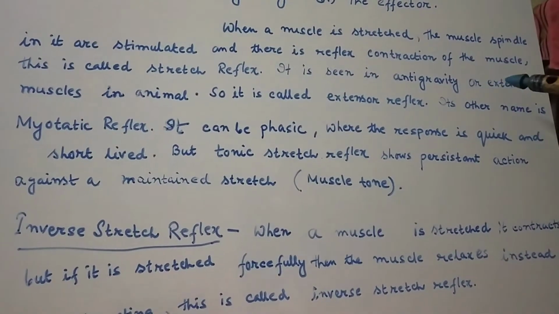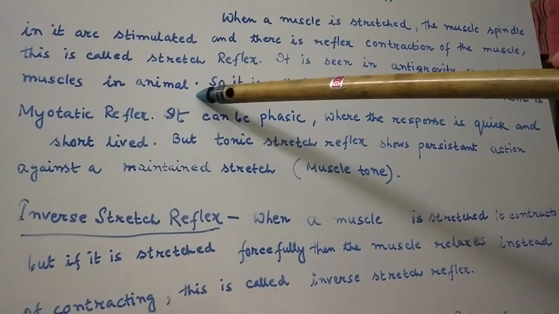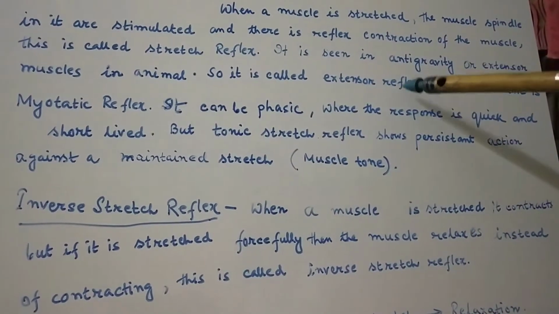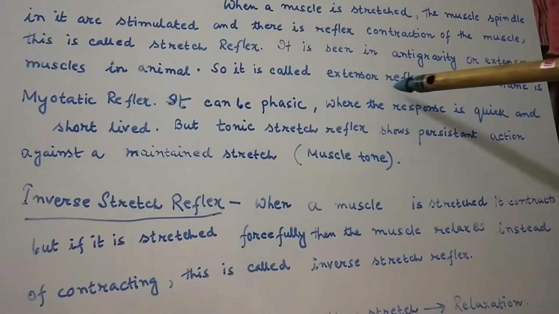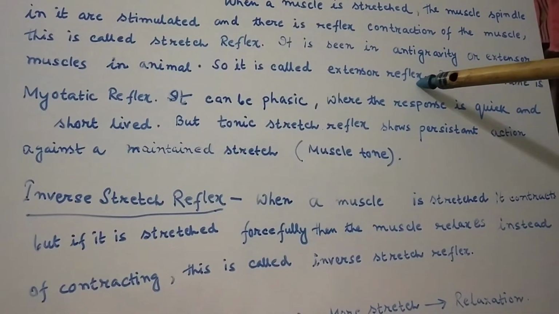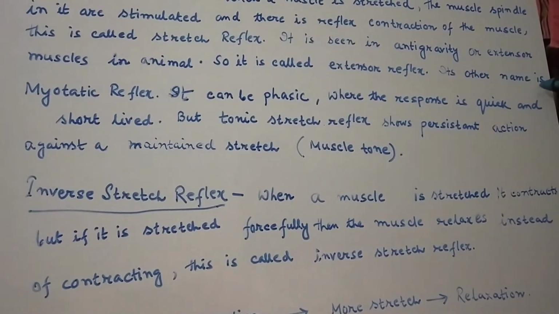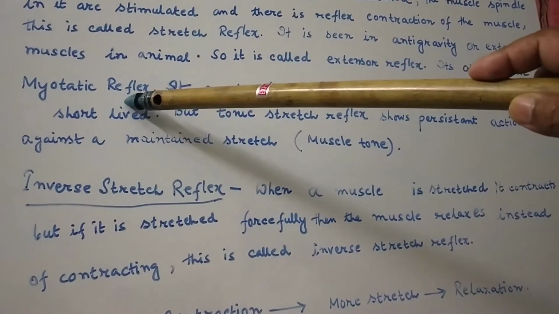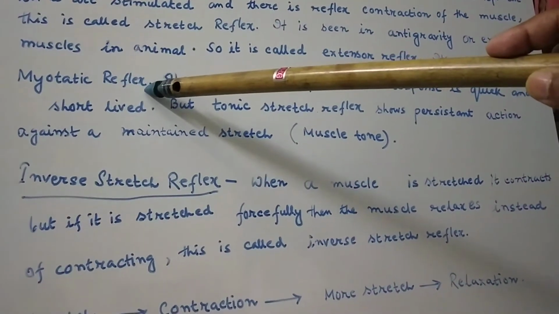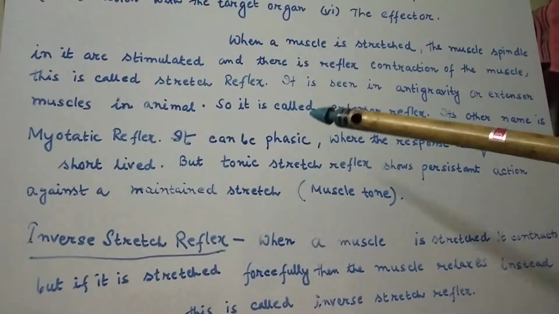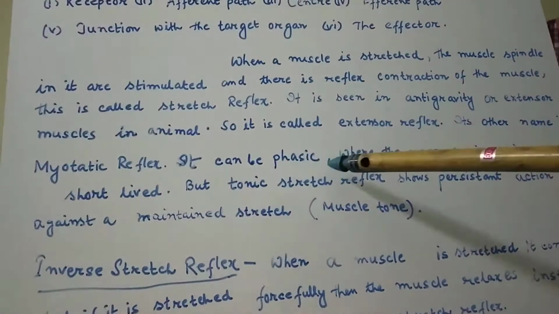But it is seen in any anti-gravity or extensor muscle in case of the animal. Because it is seen in the extensor muscle, it is also called the extensor reflex. So another name of the stretch reflex is extensor reflex, and its other name is also myotatic reflex. Myotatic, M-Y-O-T-A-T-I-C, myotatic reflex. This stretch reflex or extensor reflex or myotatic reflex is phasic in type.